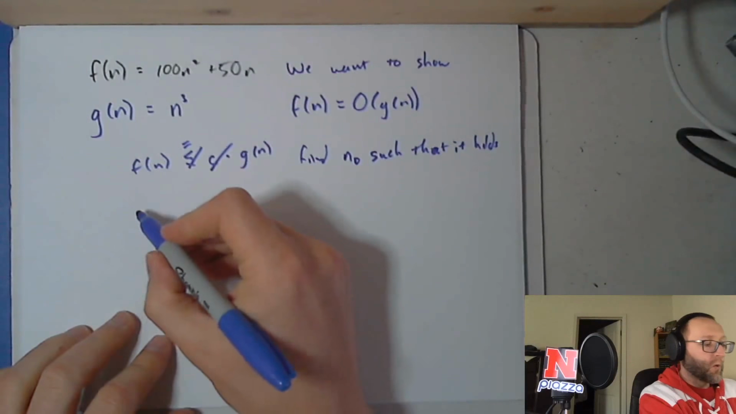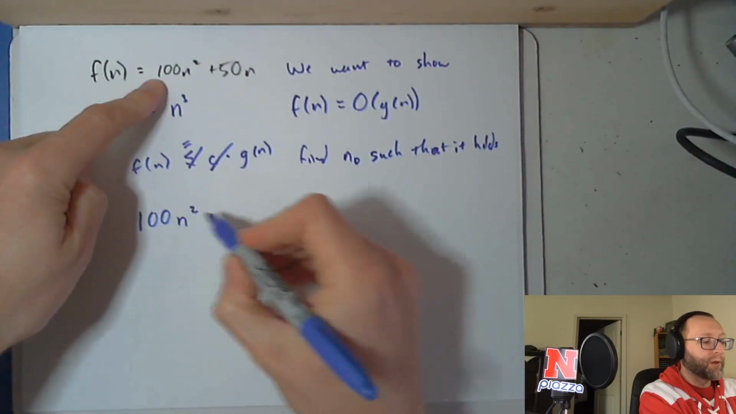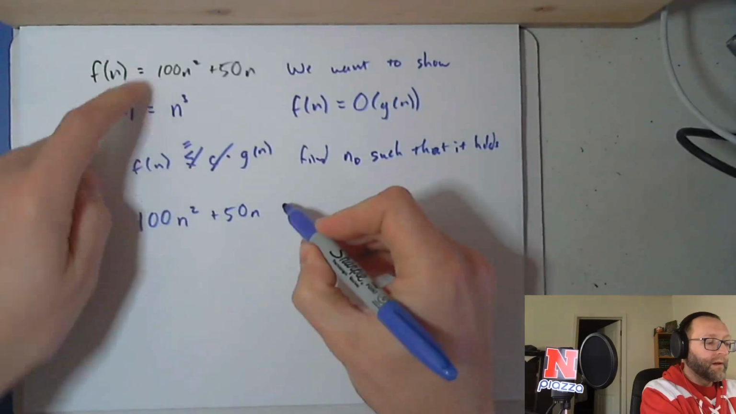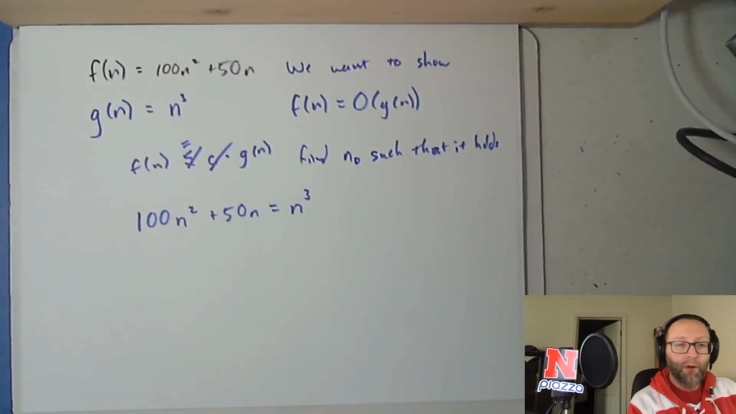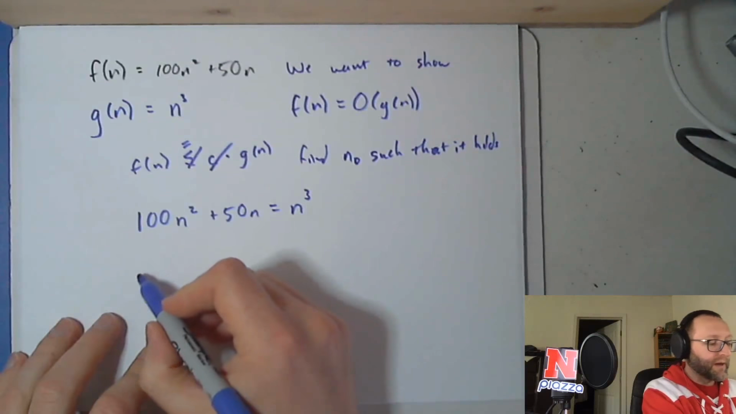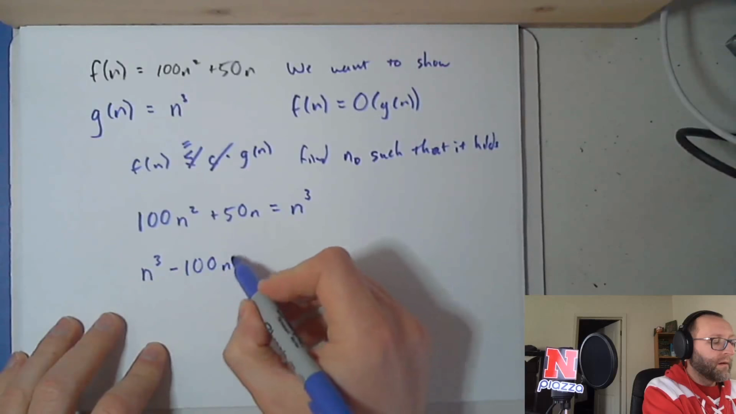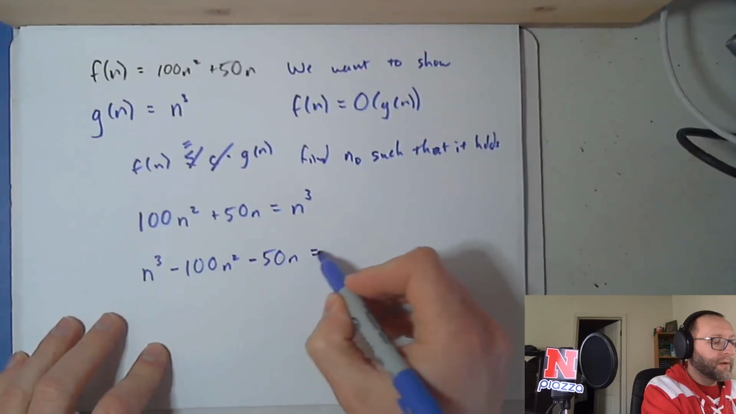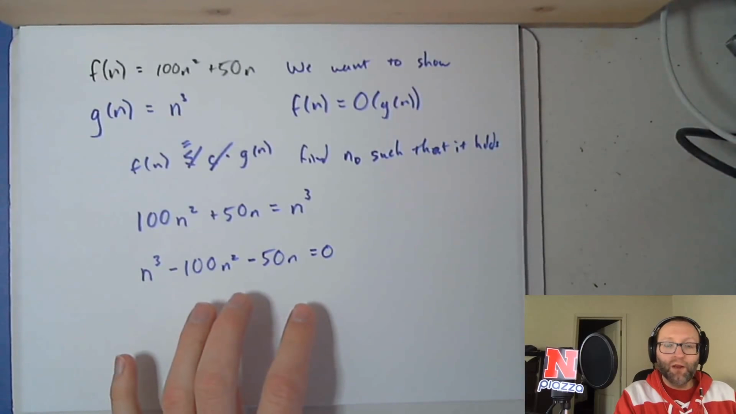Right? So now I'm going to take the actual definitions of these functions and put them in here. 100n squared plus 50n is equal to n cubed. I'm going to bring everything over onto the other side. n cubed minus 100n squared minus 50n is equal to 0. And now that's in a form where it should be obvious what you need to do. You need to find the roots of this thing.